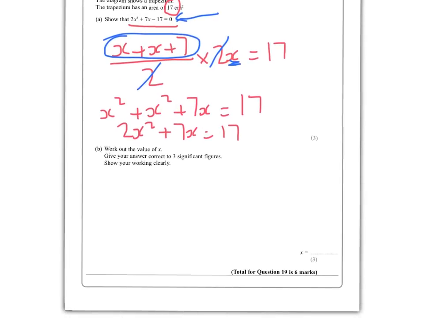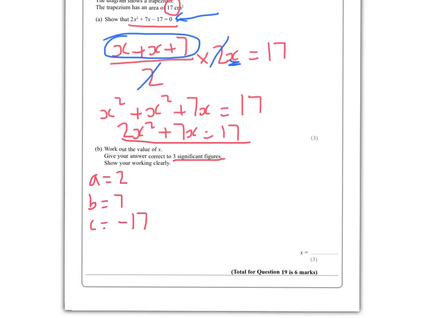Okay, now, find the value of x correct to 3 significant figures. That means we've got a quadratic here, and we're going to have to use the quadratic formula. That 3 significant figures is the clue. You have to use the quadratic formula. So a is 2, b is 7, c is minus 17. That's going to be important, otherwise it won't work if you don't use minus 17. If you use plus 17, it will not work.